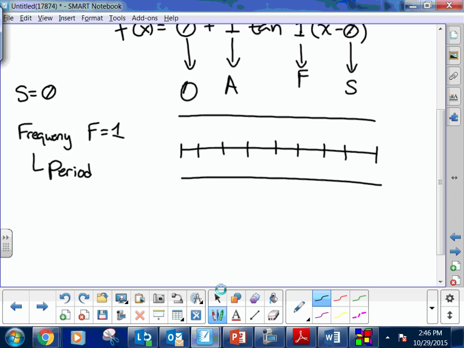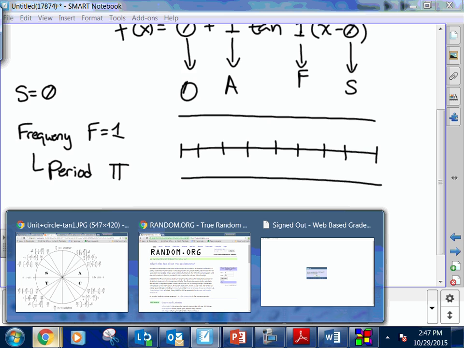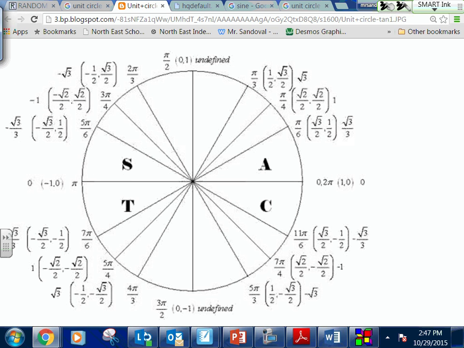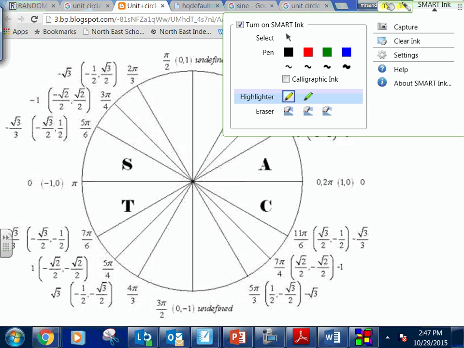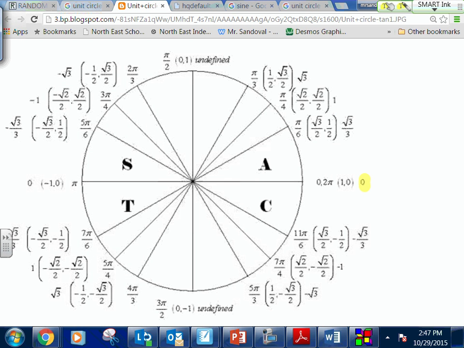The answer would have been pi. But that's because you have to remember that the tangent function is one of the trig functions that does not start repeating values until you actually hit pi. And I can show you here. We talked about it yesterday. If you look at the actual tangent values, which is this one, this one, this one, this one.